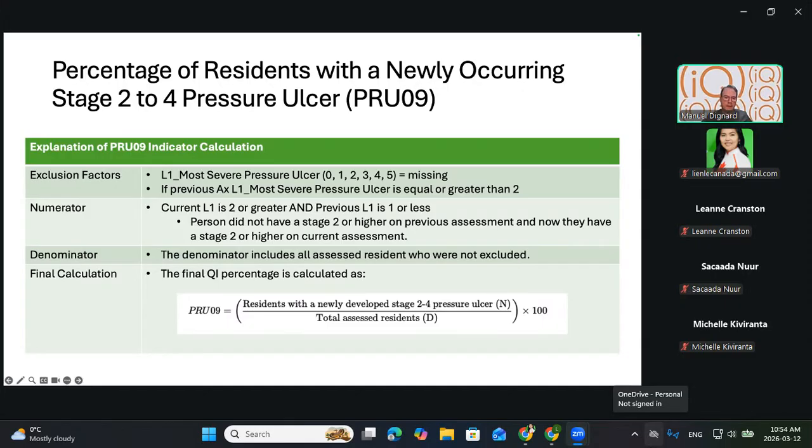So newly occurring stage 2 to 4. Exclusion factors: if L1 is missing, or in your previous assessment, your most severe pressure ulcer was 2 or higher. So if you already had a 2 or higher before, then there's no point. It's not a new 2 to 4.